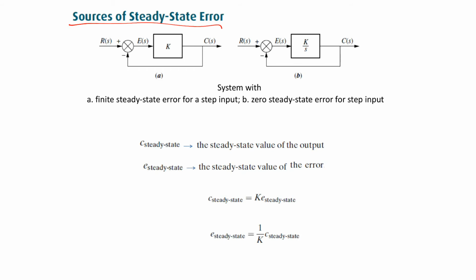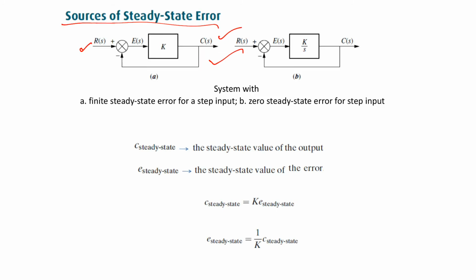and the type of applied input. Now let us take an example, this one A, where R(s) is the input and C(s) is the output, and the error is the difference between the input and the output. That is, E(s) equals R(s) minus C(s). Now let us consider that we have the step input 1/s.